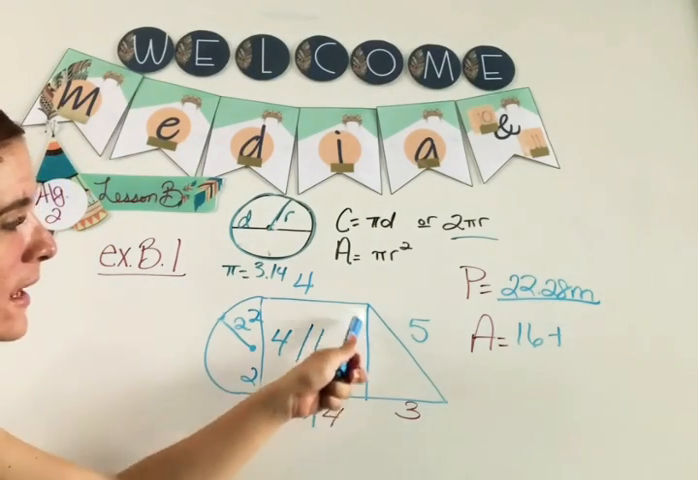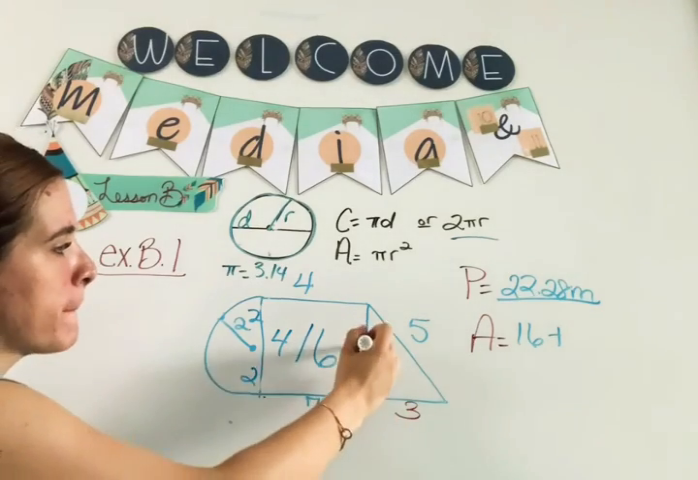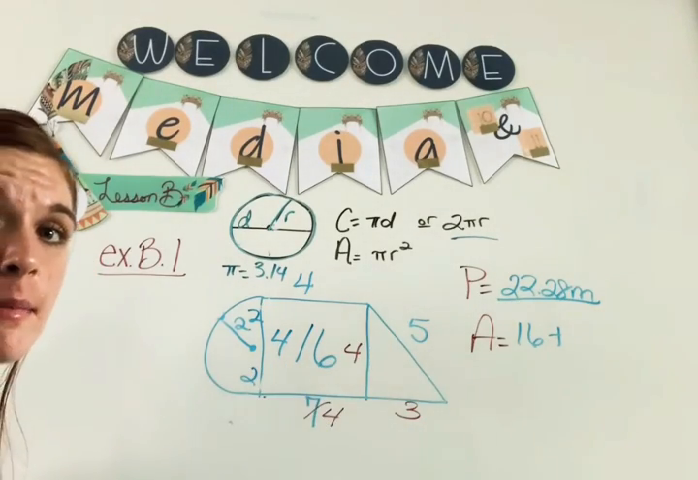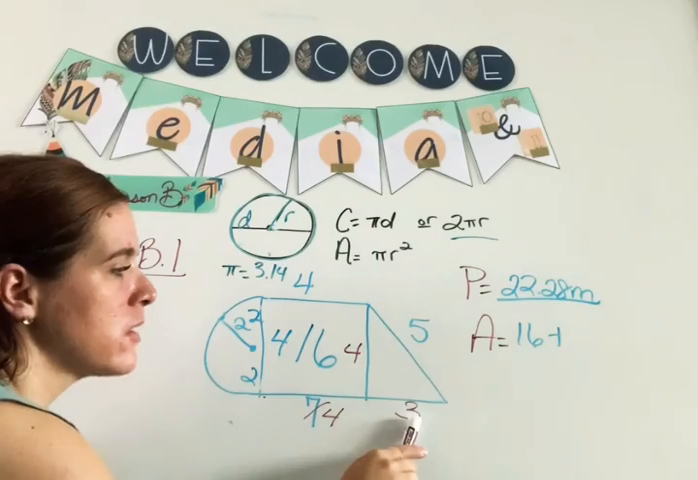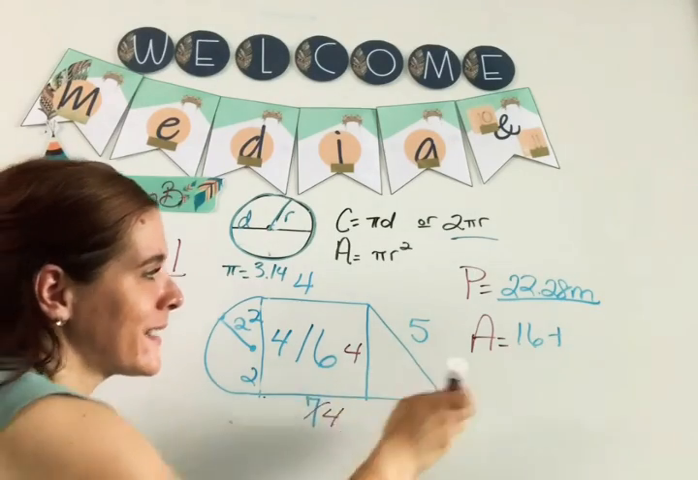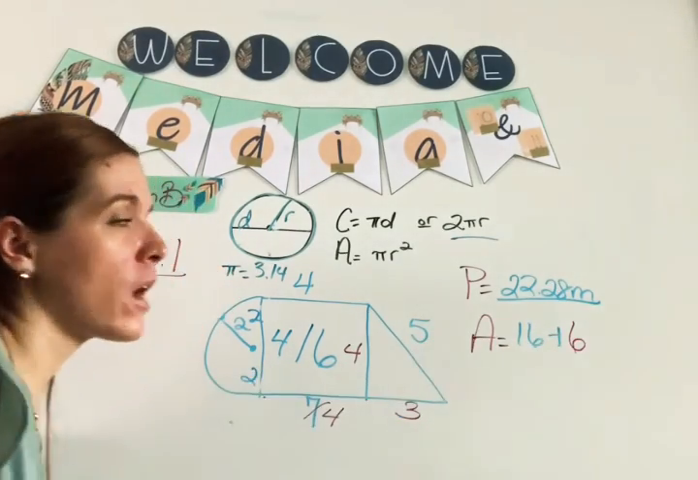And we already know the height, because we just found it over here, the height is 4. Okay? So now, base times height divided by 2. 4 times 3 is 12, 12 divided by 2 is 6. Okay, there's your area for that.